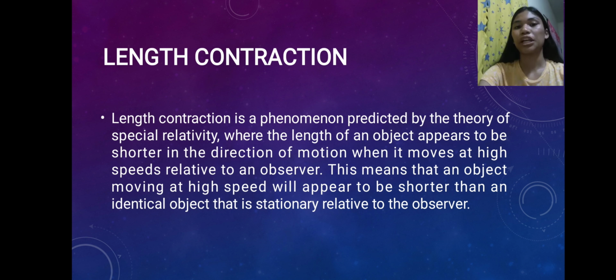So, in simple terms, length contraction means that objects appear shorter when they are moving at very high speeds compared to when they are at rest relative to an observer. So, this is a fascinating aspect of special relativity that shows how our perception of the size of objects can change depending on their motion.